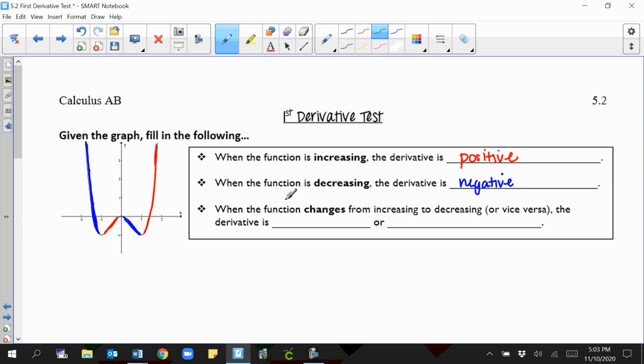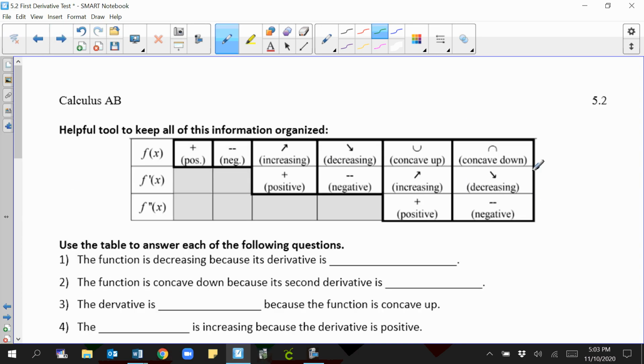And then the last one, when the function changes from increasing to decreasing or vice versa, the derivative is going to be 0, or it could be undefined. So that happens at these points right here, which are our critical values, our extrema that we have on our graph. So if you remember back in Unit 4, when we were talking about motion, I introduced this little diagram right here. So that was between the relationship of our position, velocity, and acceleration. But this can be used for any function that you're looking at with its derivative and its second derivative.